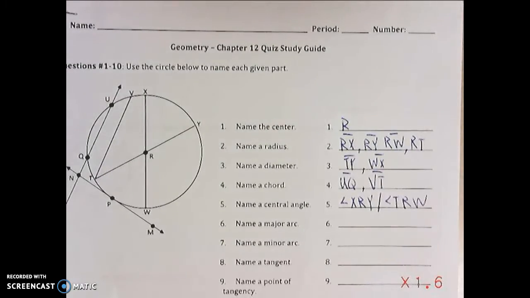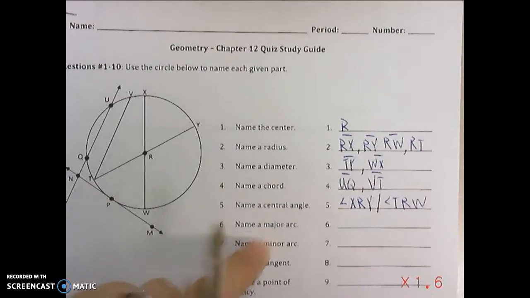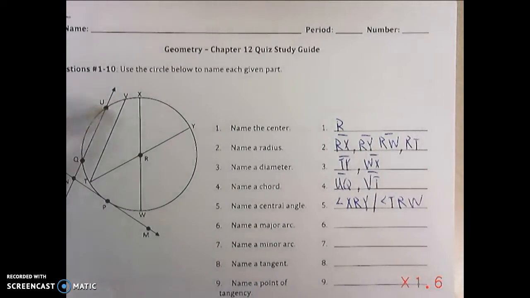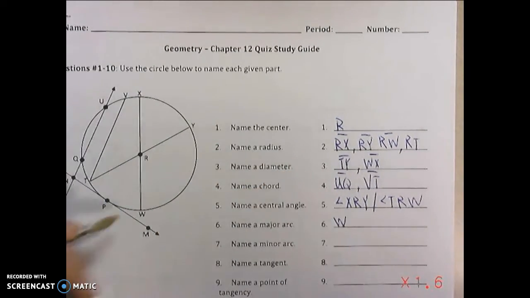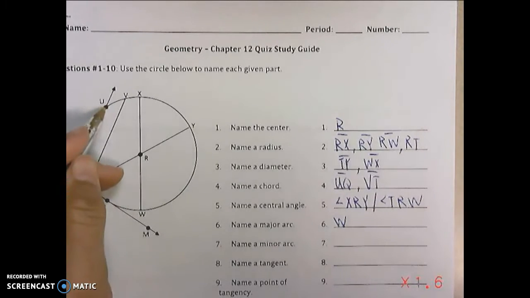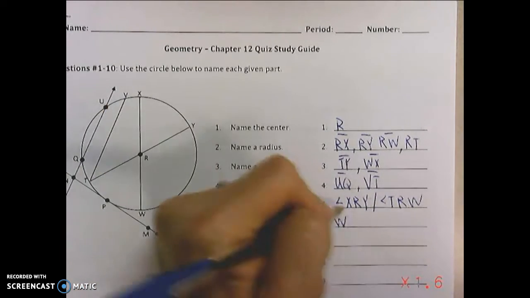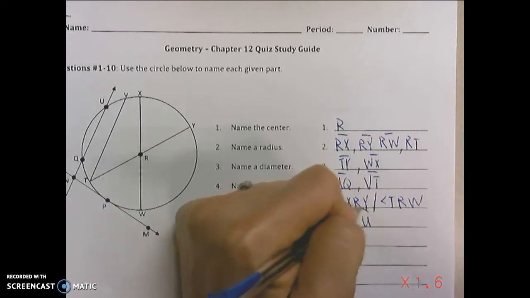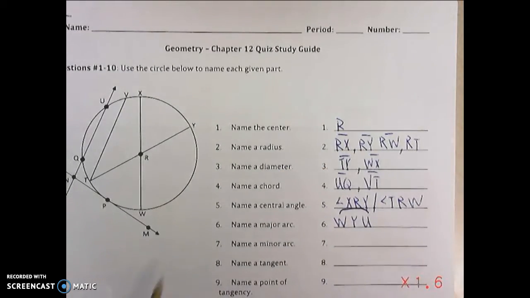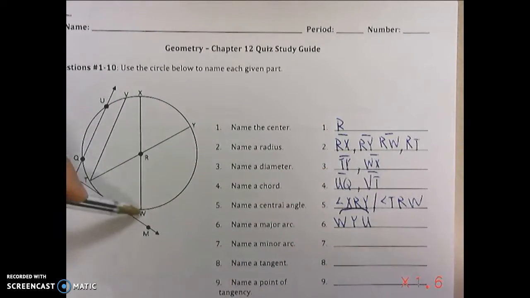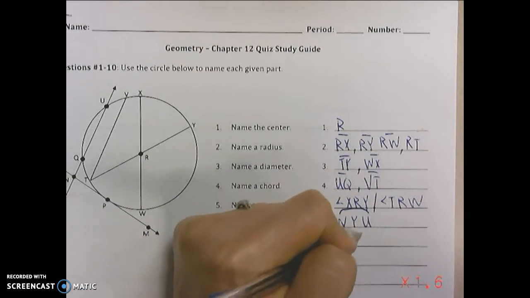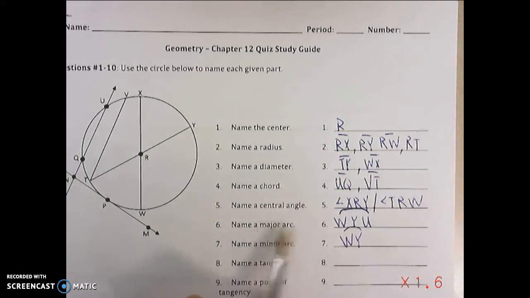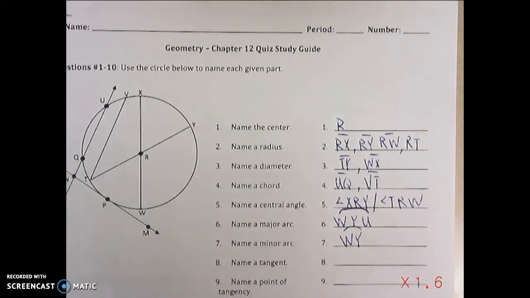And then number 6, name a major arc. Don't forget with a major arc it needs to be greater than the semicircle. So there's a lot of choices here. I'm just going to give you one, which would be W to Y, and I'm going to go all the way around to U because I see that that's greater than 180, and I'm going to put an arc over the top of it. Name a minor arc. I'm just going to choose WY because I see that that's smaller than 180, and I'm going to put an arc over the top of it. Don't forget, major arc and a semicircle, both you use 3 letters, and a minor arc you use 2.